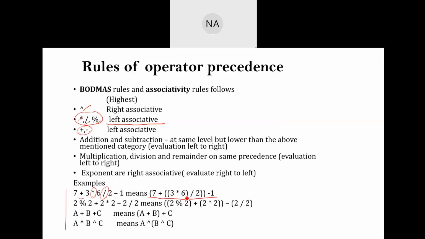Okay, so 3 into 6 will be evaluated first, and then the division will be evaluated next, and after that we have sum and subtraction left. Both of these operators are at the same precedence level, so we will use the associativity rules, and plus and minus are both left associative. So plus is at the left of minus, so this plus sign will be evaluated next.